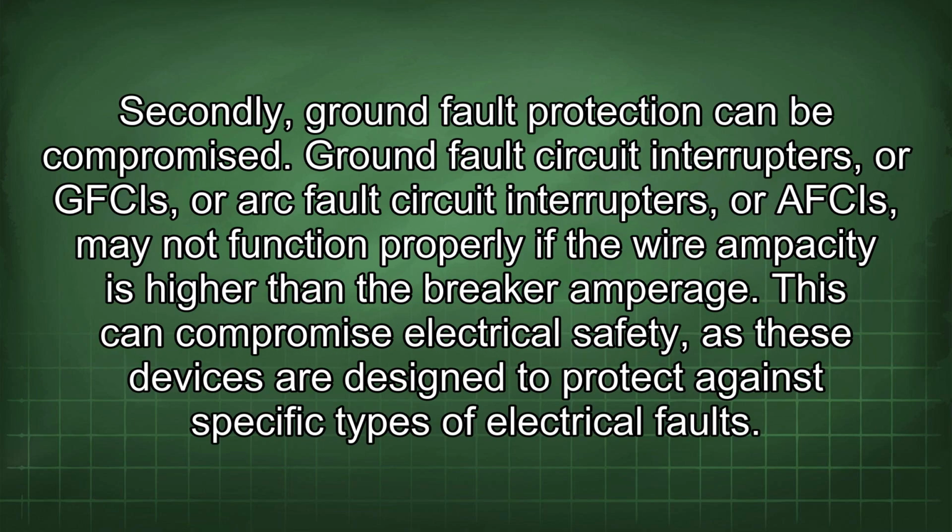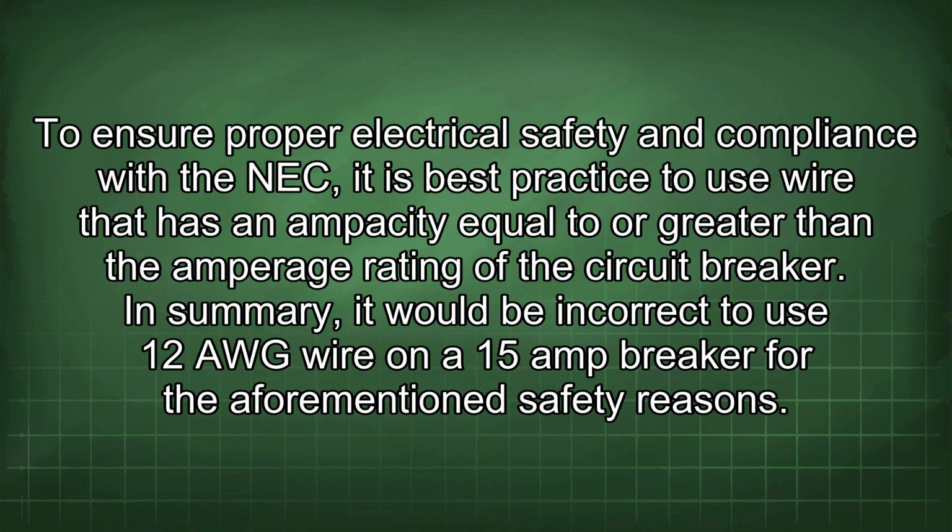Secondly, ground fault protection can be compromised. Ground fault circuit interrupters, or GFCIs, or arc fault circuit interrupters, or AFCIs, may not function properly if the wire ampacity is higher than the breaker amperage. This can compromise electrical safety, as these devices are designed to protect against specific types of electrical faults. To ensure proper electrical safety and compliance with the NEC, it is best practice to use wire that has an ampacity equal to or greater than the amperage rating of the circuit breaker.